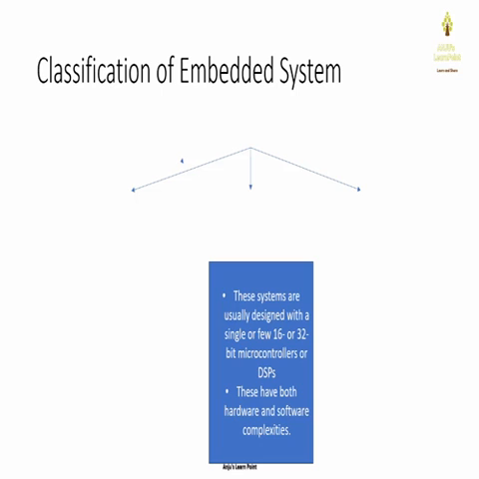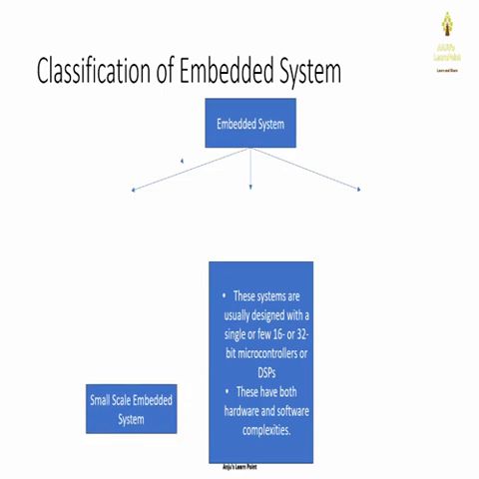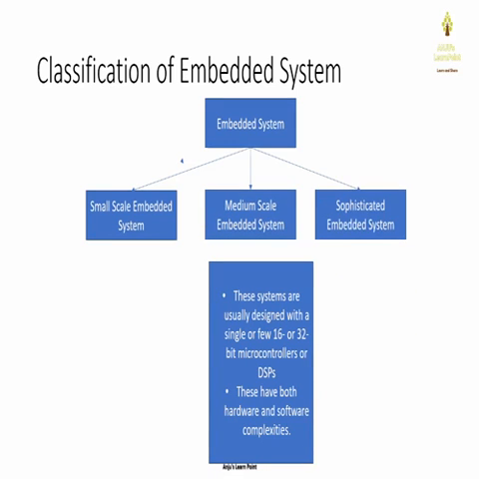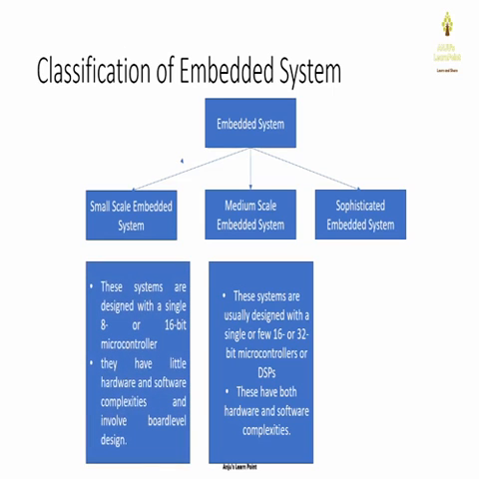Now, how do we classify an embedded system? Embedded systems can be broadly classified into three: small scale embedded systems, medium scale embedded systems and sophisticated embedded systems. So, what is a small scale embedded system? These systems are basically designed with a single 8 or 16-bit microcontroller. They have very little hardware and software complexity, and they may be battery operated also.